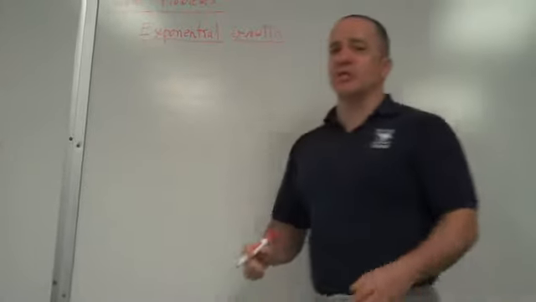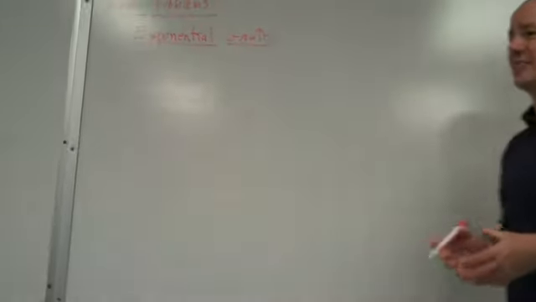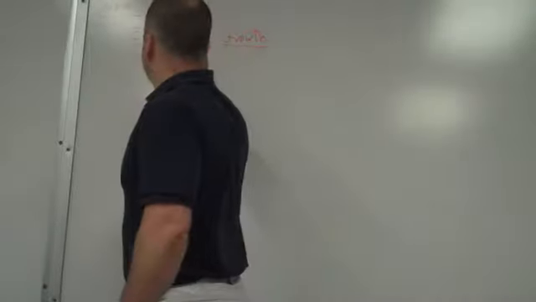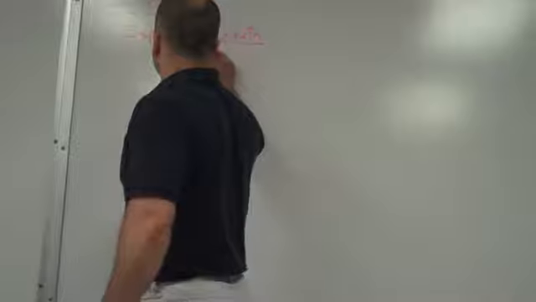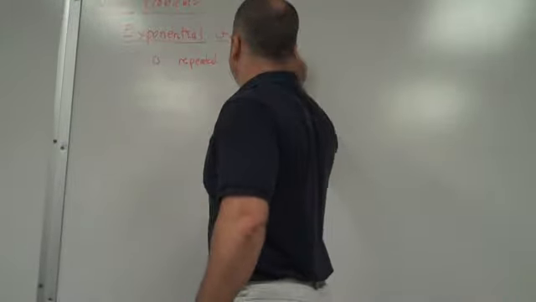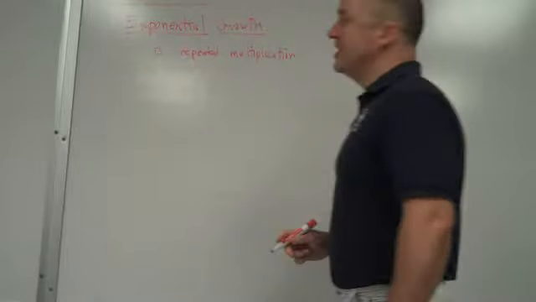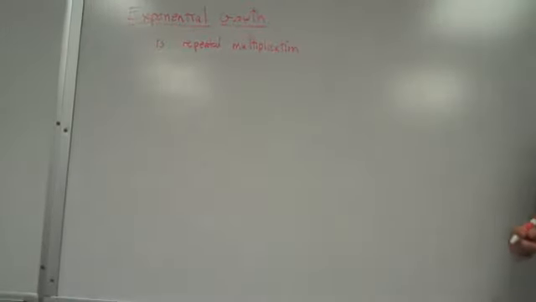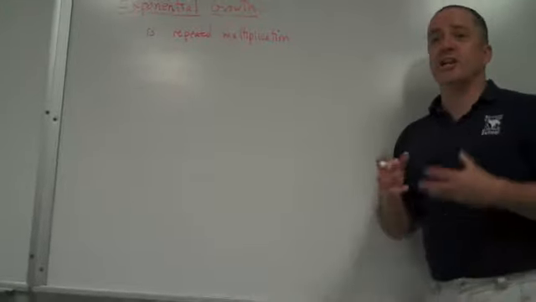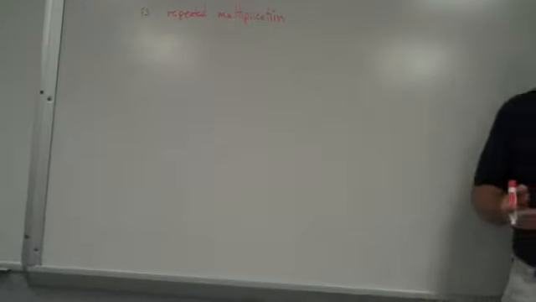Okay, exponential growth. Here's the thing you want to remember to get this concept down. Exponential growth is repeated multiplication. Exponential growth is multiplication over and over and over again, and you're keeping track of that multiplication.